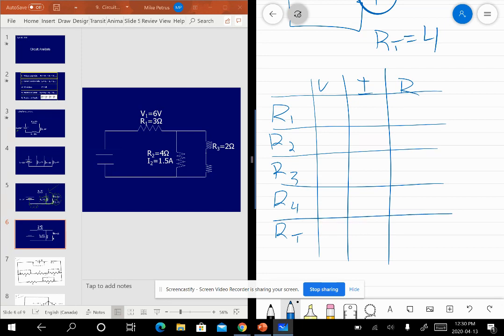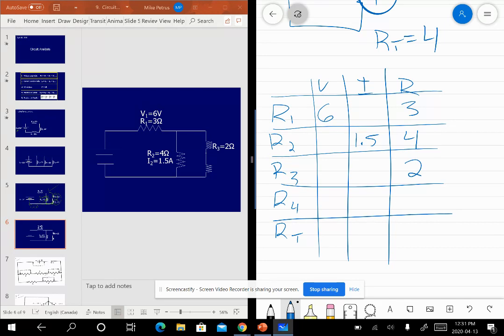So here's my table, and what do I know this time? At the first resistor, R1, I know that there's 6 volts, and I know that there are 3 ohms. At the second resistor, I know there's 4 ohms and 1.5 amps. At the third resistor, I know it's 2 ohms, and that is all I know for this circuit.